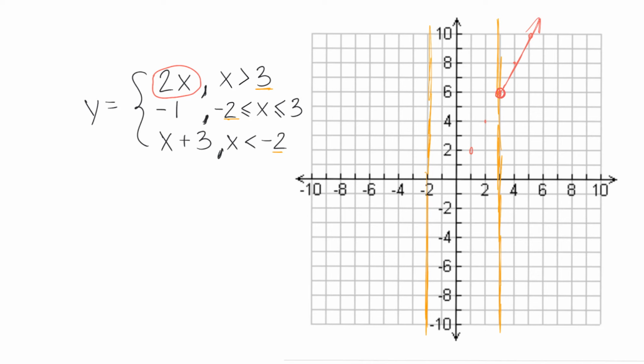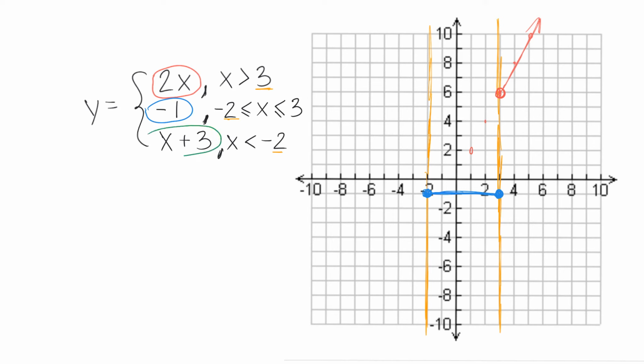Okay, our -1 is horizontal. I'm going to use blue for this, and it's going to be in the center section. So -1, I'm going to come down here, I'm going to draw a horizontal line, and it's got greater than or equal to. So that means it's going to get closed dots.